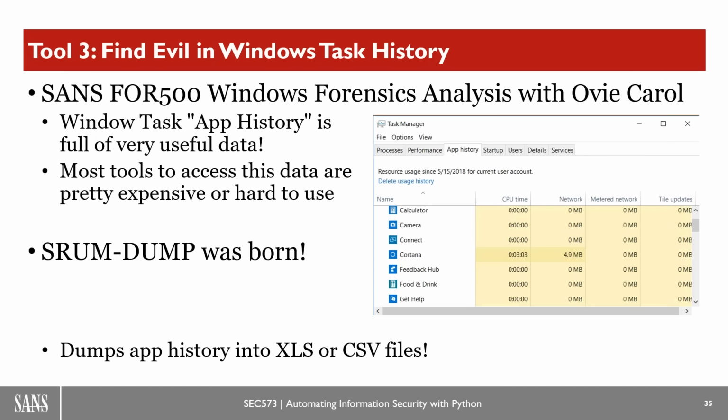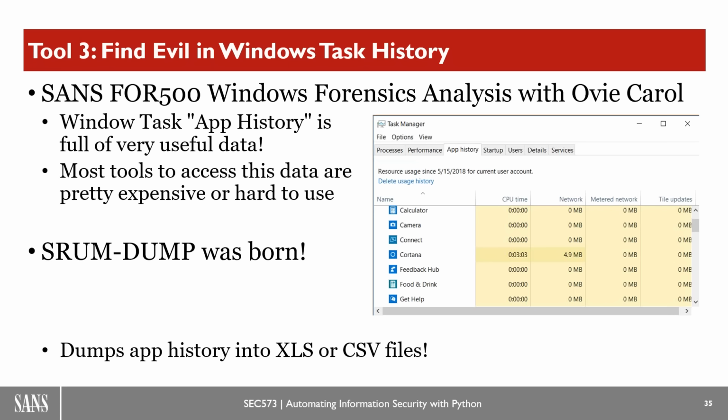The third tool I want to mention to you very quickly, because I'm going to get to some questions and answers, so I'll take 10 minutes to talk to you about finding evil on your network in Windows Task History. On Windows 10, Windows 7 and later, if you go to your Task Manager, you'll notice that you have this App History tab, and usually if you go in there, you'll see a bunch of statistics about Metro apps that are on there. They'll tell you how much CPU time, how much data has been on the network, and some other information that Windows collected about these apps running on your machine. Well, I was sitting in SANS Forensics 500 listening to Ovi Carroll, who's awesome.